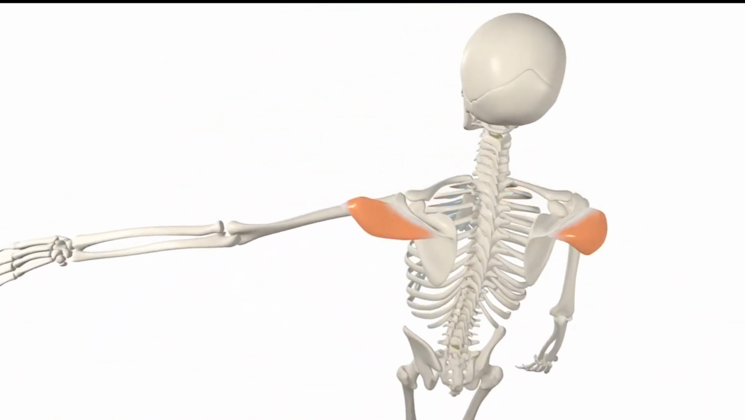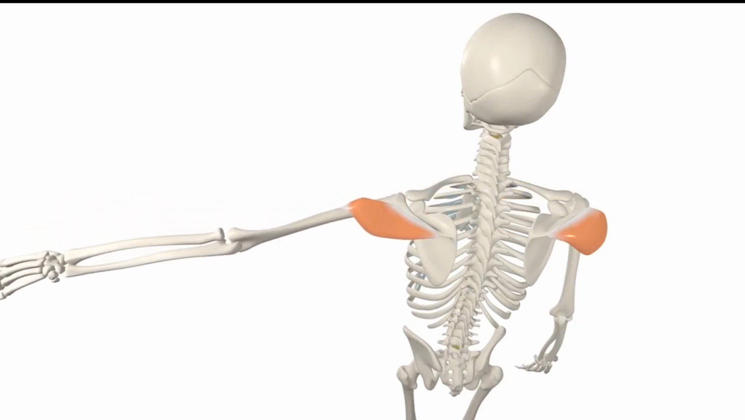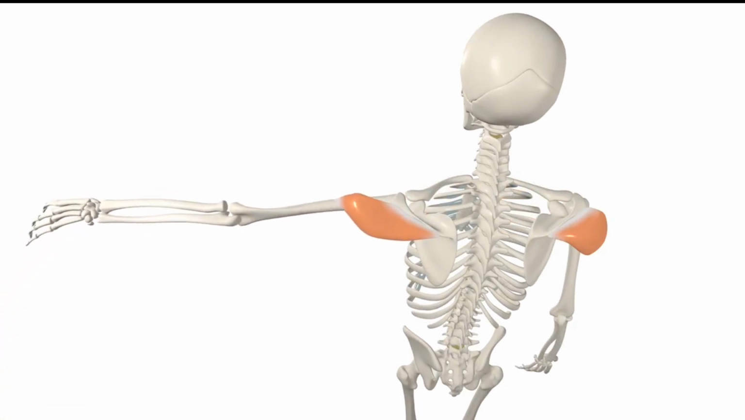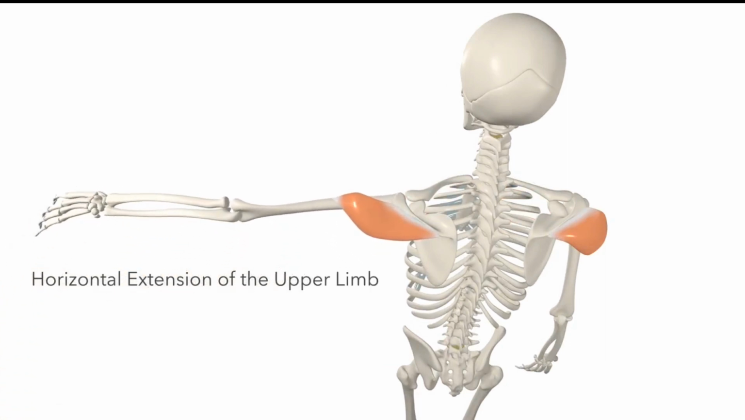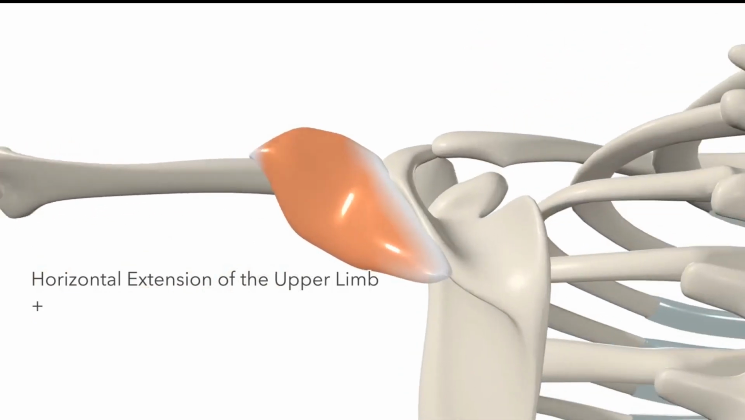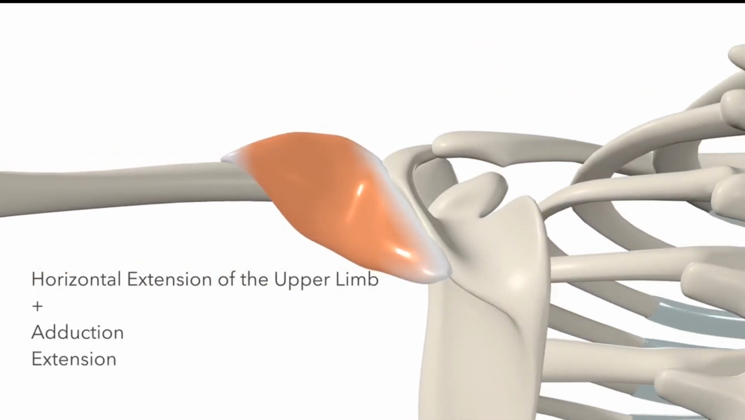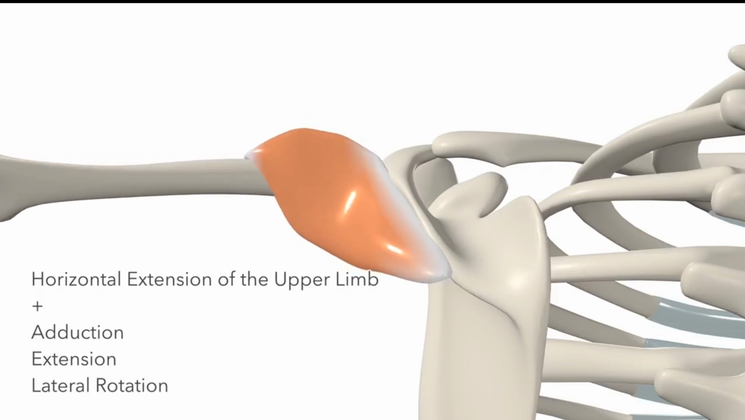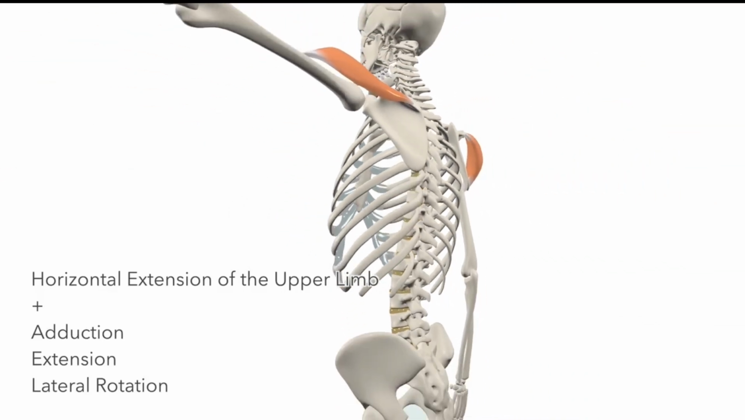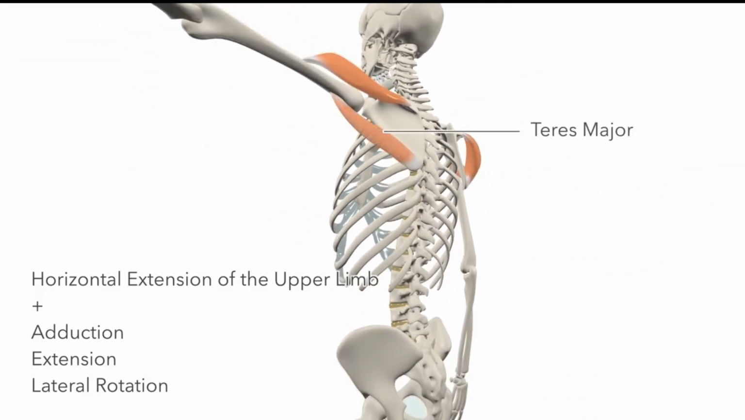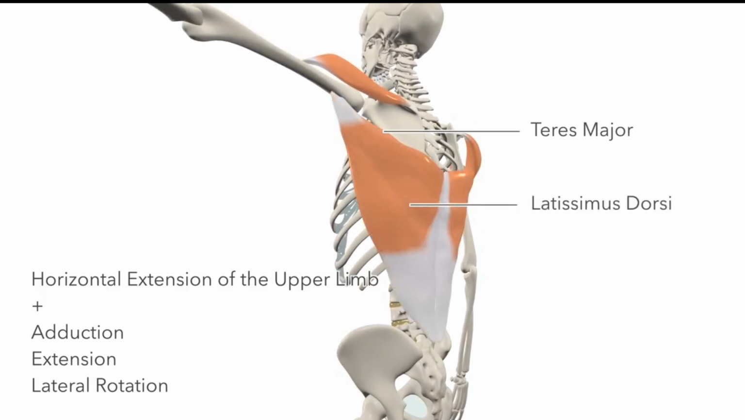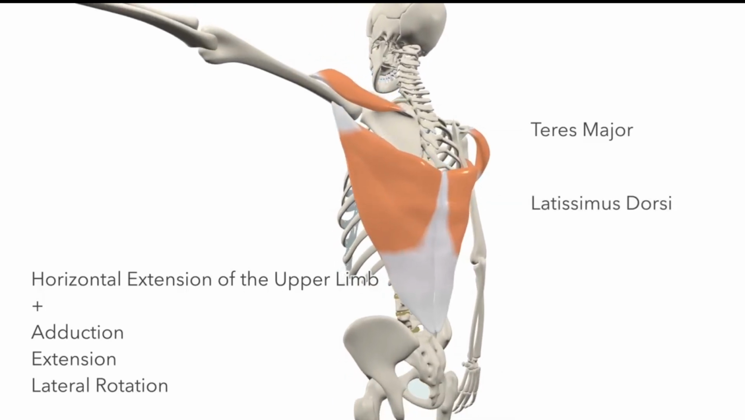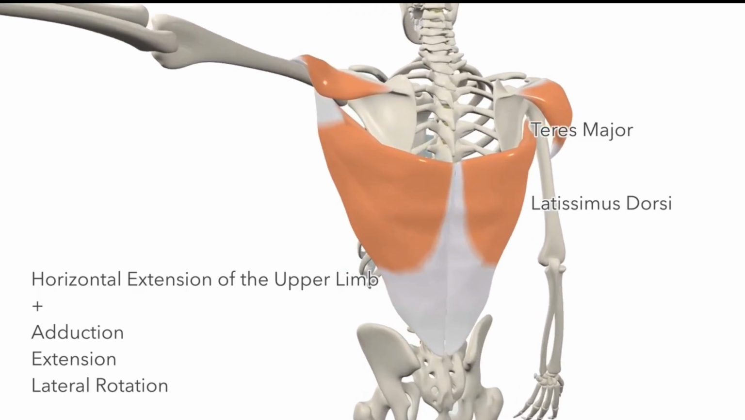The posterior head of the deltoid draws the upper limb backwards, contributing to horizontal extension of the arm, as you can see here, as well as abduction, extension, and lateral rotation of the upper limb. The teres major and latissimus dorsi muscles assist the posterior head in performing all of these actions.